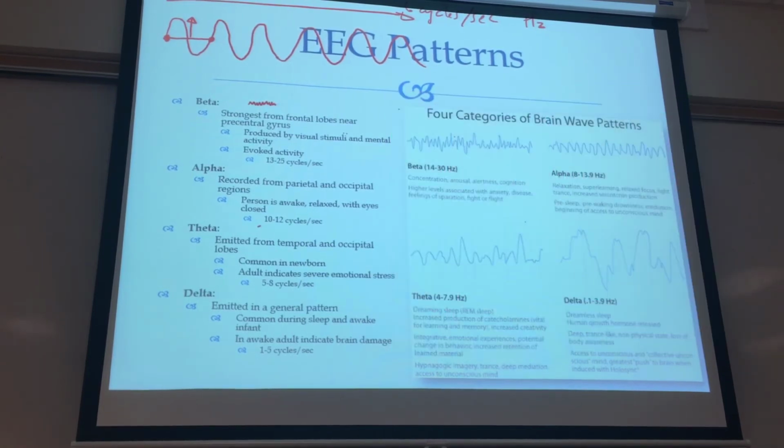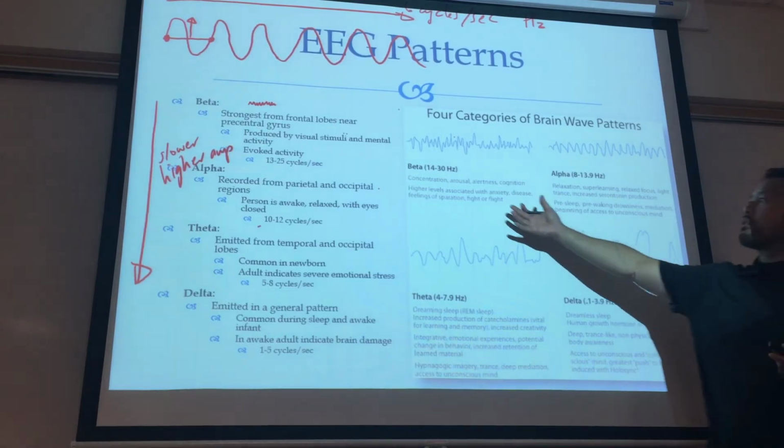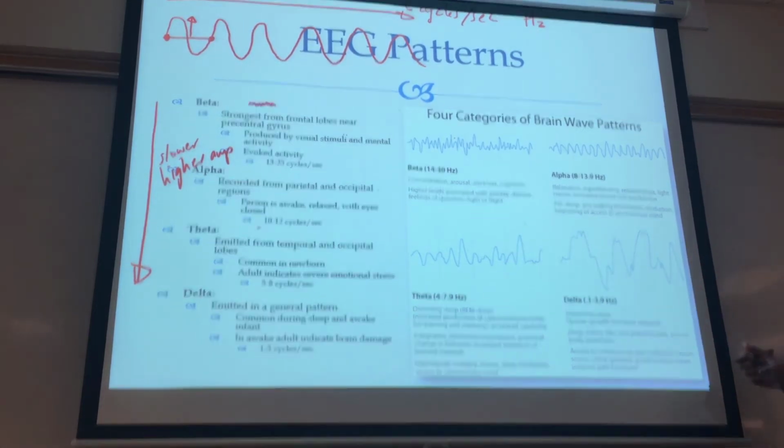As we move down from beta to alpha to theta to delta, you'll see we're going to be going slower. So these are going to be slower cycles. We're going from low amplitude, high frequency, down to low frequency, higher amplitude. Beta waves here, you can see what the waveforms look like. Very small amplitude, high frequency. These are typically things that you see with concentration, arousal, being conscious, being awake.